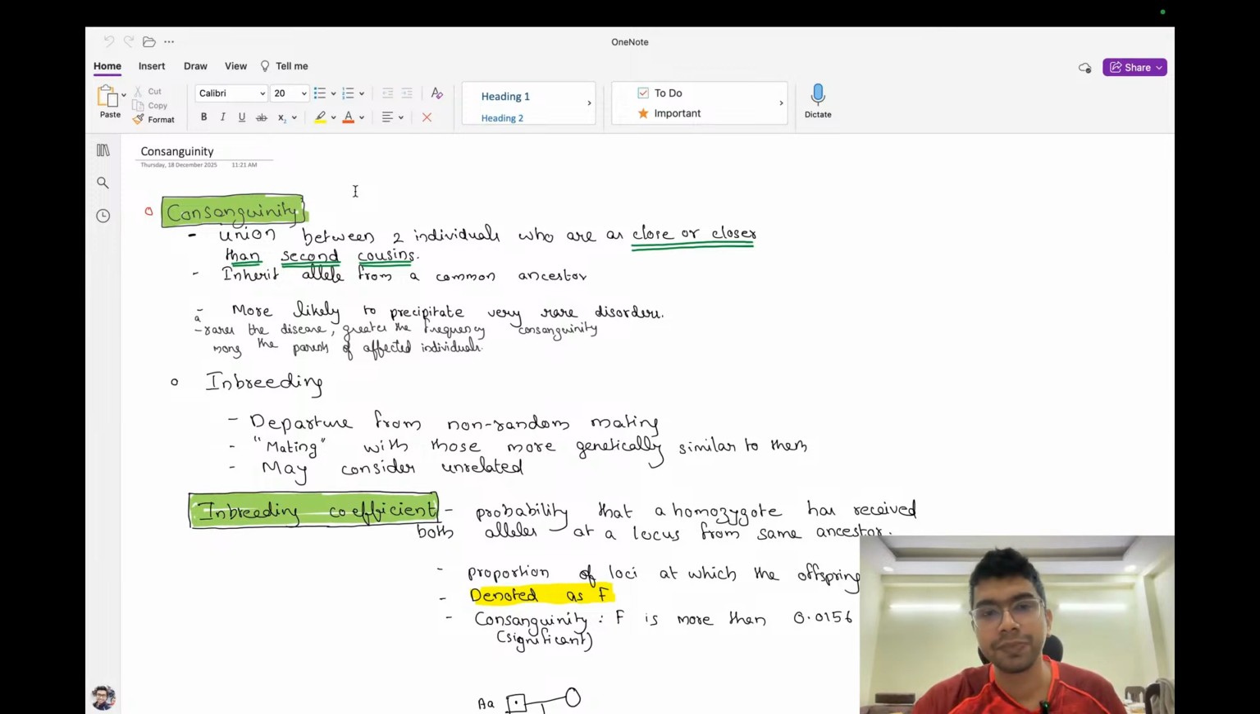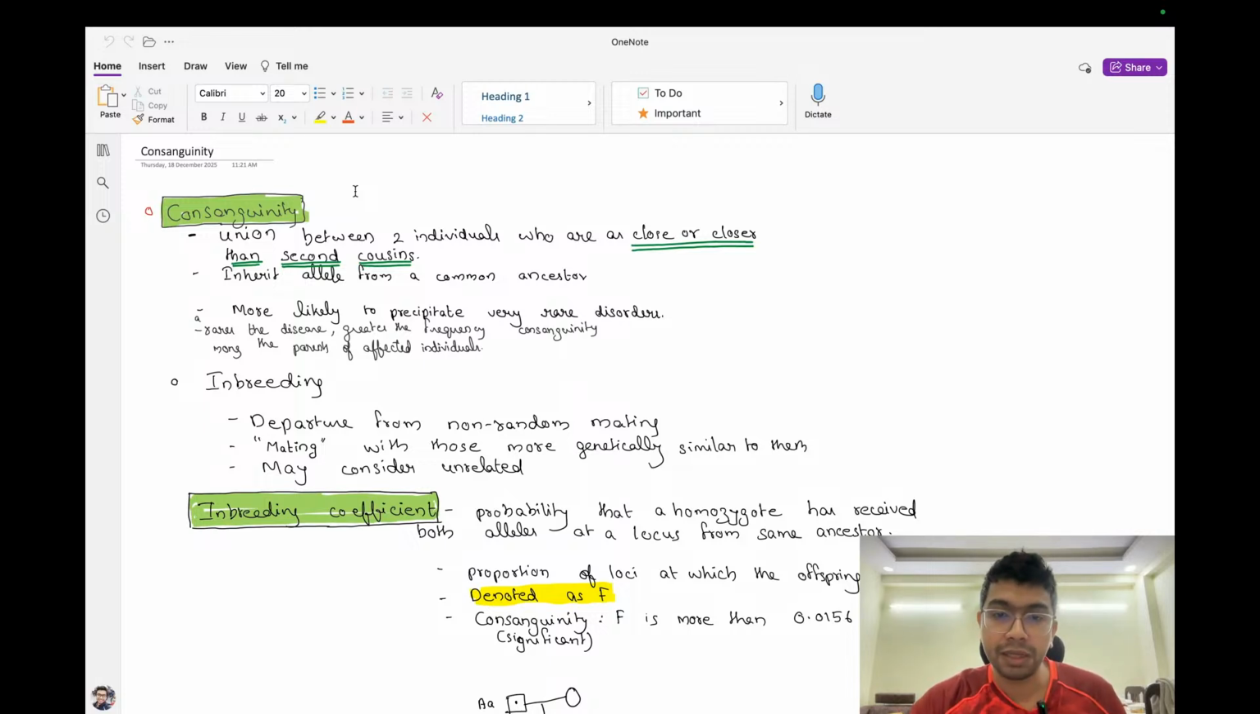Why is it important? Whenever you say consanguinity, it literally means you are talking about the risk of an autosomal recessive disorder. Because in an autosomal recessive disorder, two mutated alleles have to be present for the disorder to occur. Since the relationship is within a close blood relation, there is a higher chance that two mutated alleles will come together in the offspring. That's why consanguinity is important.